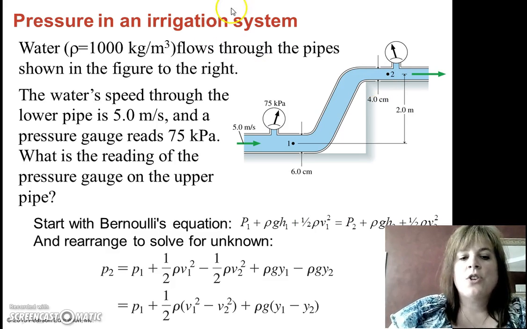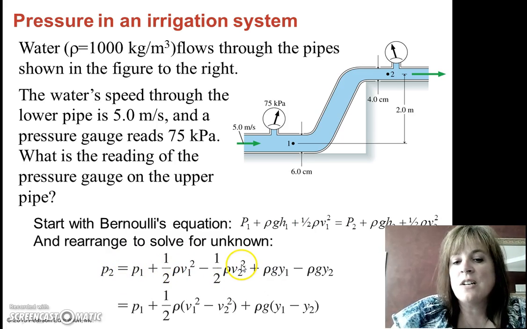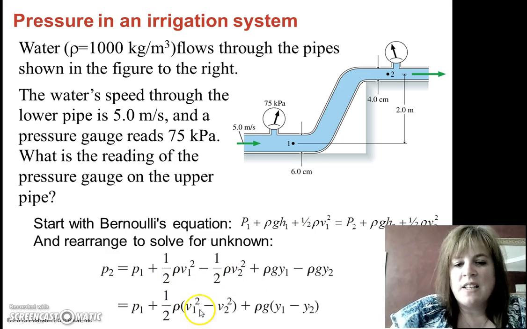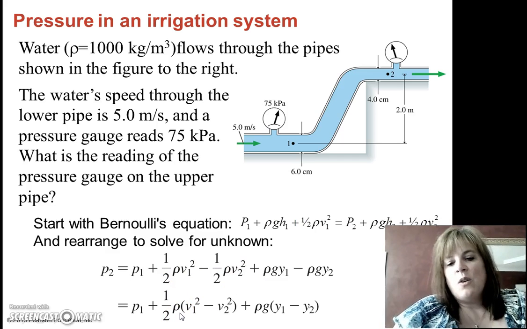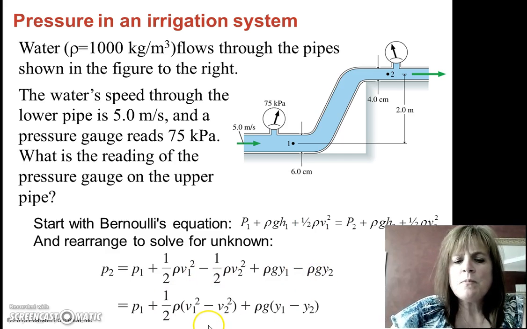So this is what you should have right now, our rearranged equation. Pressure 2 is equal to pressure 1 plus the difference in the kinetic energy plus the difference in the gravitational potential energy. Of course, we can simplify this a little bit to cut down on all our calculations by pulling out the density part of each of these terms.